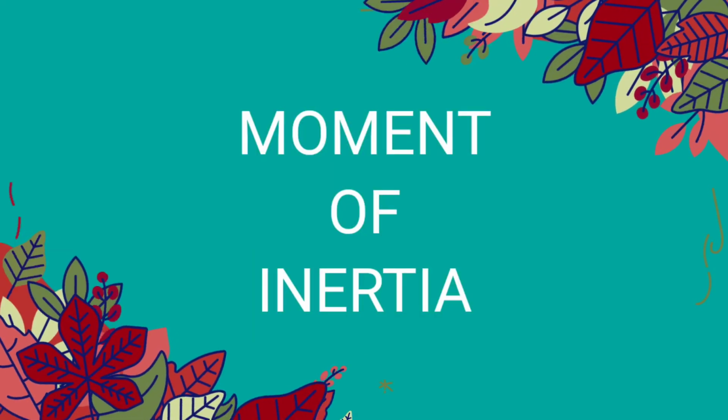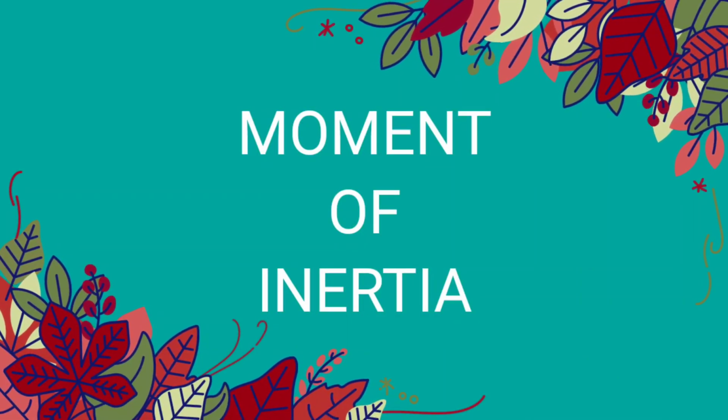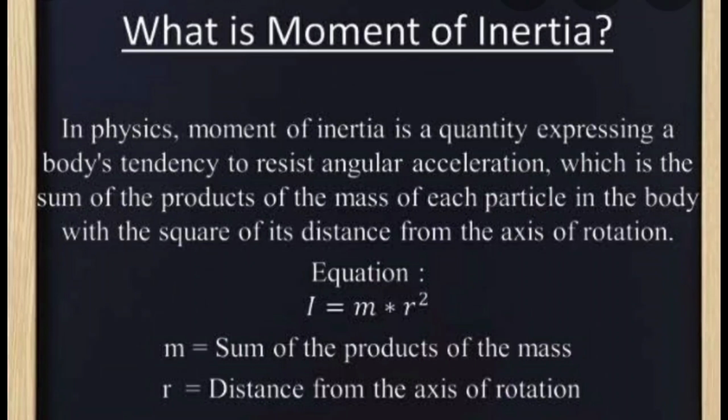Now see moment of inertia. In physics, moment of inertia is a quantity expressing a body's tendency to resist angular acceleration, which is the sum of the products of the mass of each particle in the body with the square of its distance from the axis of rotation. Moment of inertia is denoted by capital I and that is equal to the product of mass, that is m, and the square of distances from the axis of rotation, that is r square.